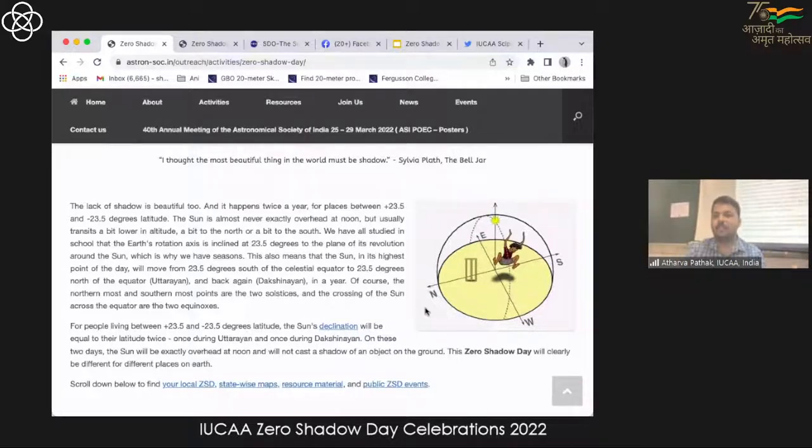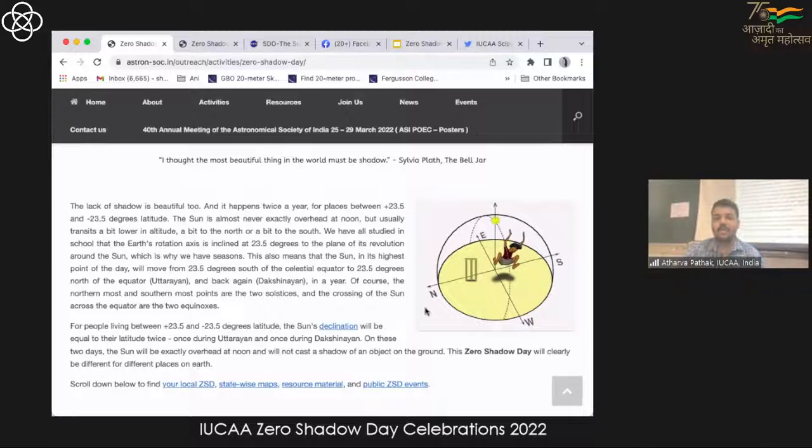The most important thing behind celebrating Zero Shadow Day is that it helps people understand the sun's apparent motion and the concept of local noon. Many times at 12 o'clock in the afternoon, you think the sun is exactly overhead. We often say the sun is exactly on top of our heads at noon, but that is not always the case. The sun is exactly overhead only when the declination of the sun is equal to the latitude of the place.